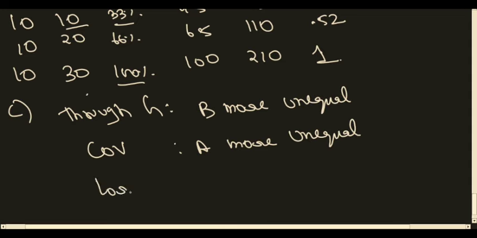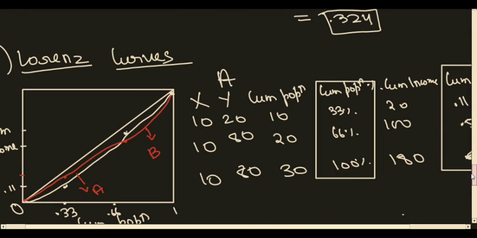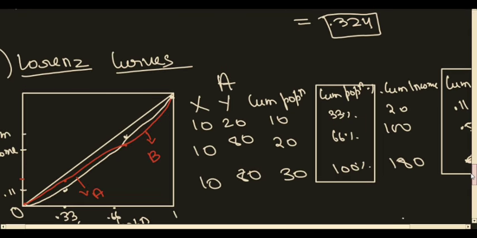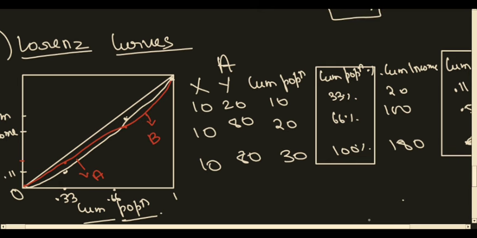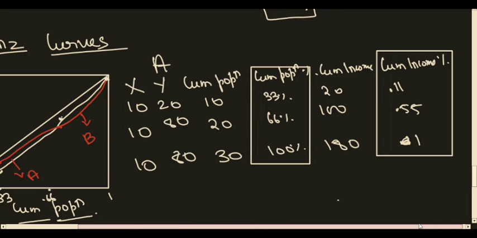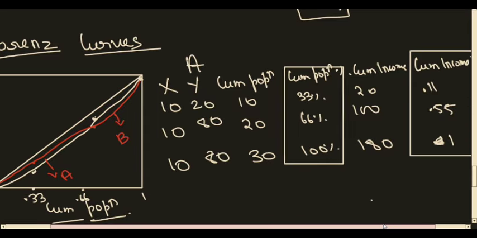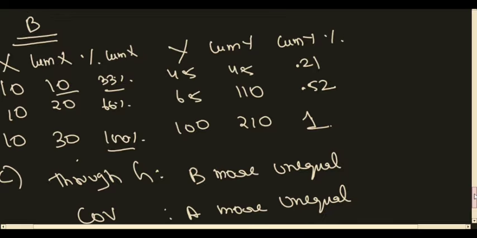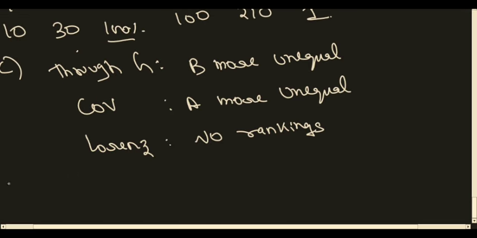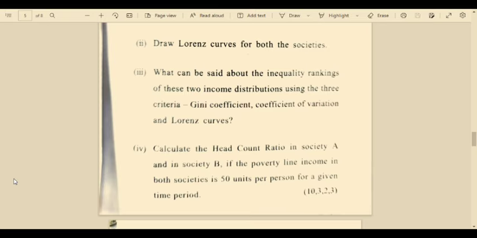And Lorenz curve, we can make no comparison, no ranking, as the Lorenz curves are intersecting. Okay. Now, if they're not intersecting, do let me know, because I think I have done it in the correct manner, because I've taken the correct cumulative population shares and cumulative income shares. But rest assured, let me know. Okay. Let's see now part D.